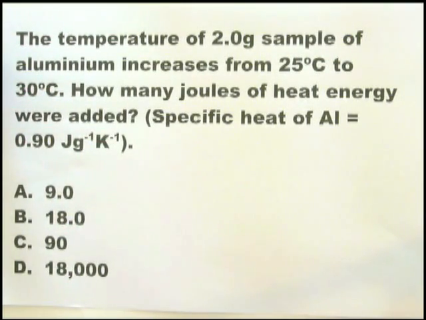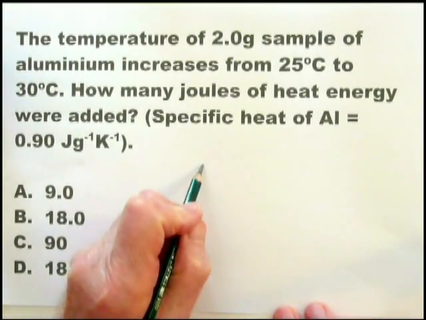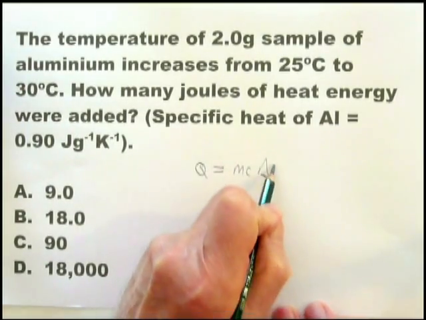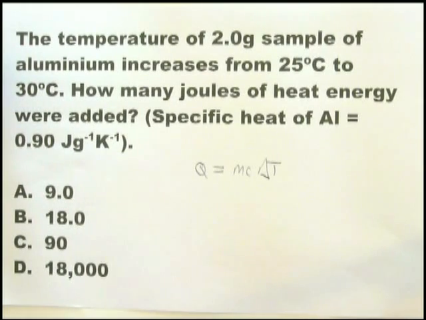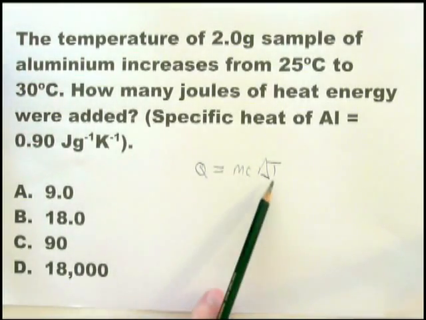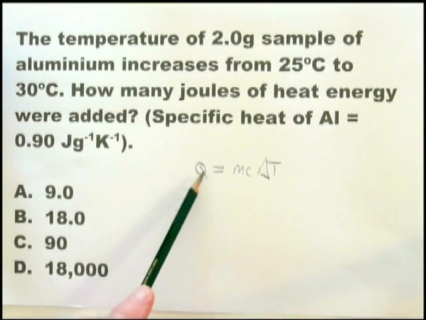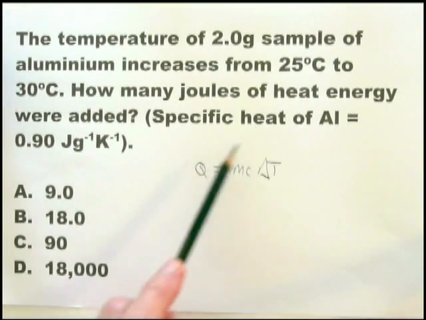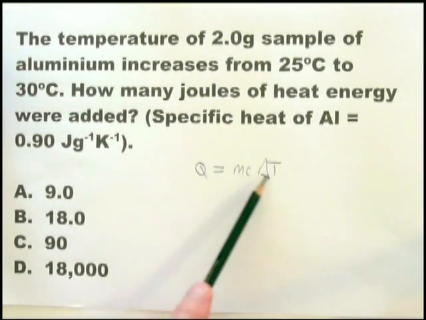I think it's clear from this question that the formula they're expecting you to use is Q equals mc delta T. If you have any doubts, as soon as you see this phrase specific heat, then you know it applies to this formula. This formula is the only one within IB chemistry that has the variable specific heat in it. So, as soon as you see the word specific heat, you know it's this formula.